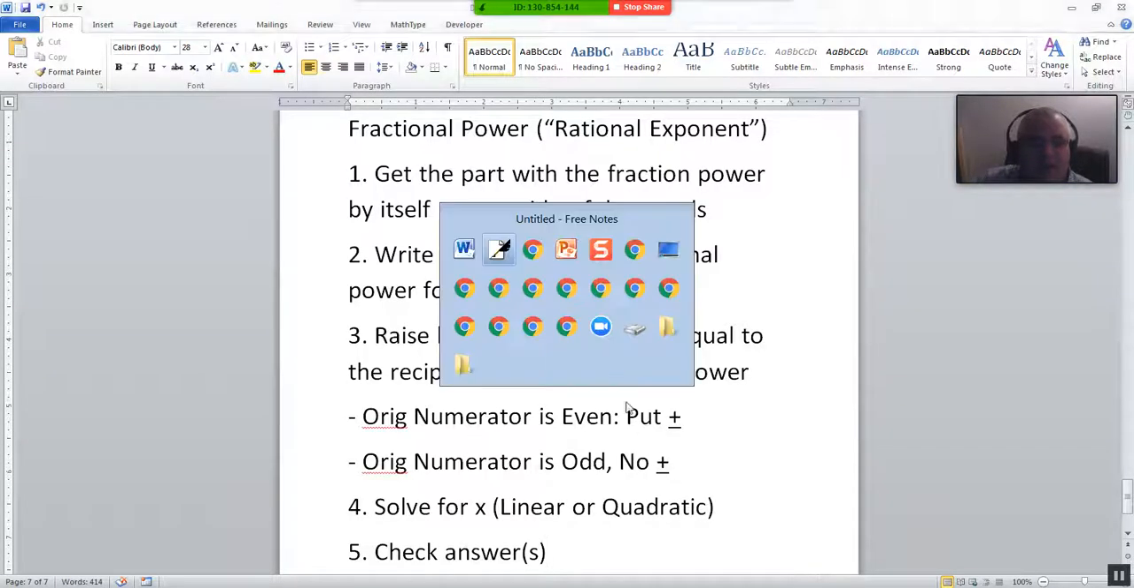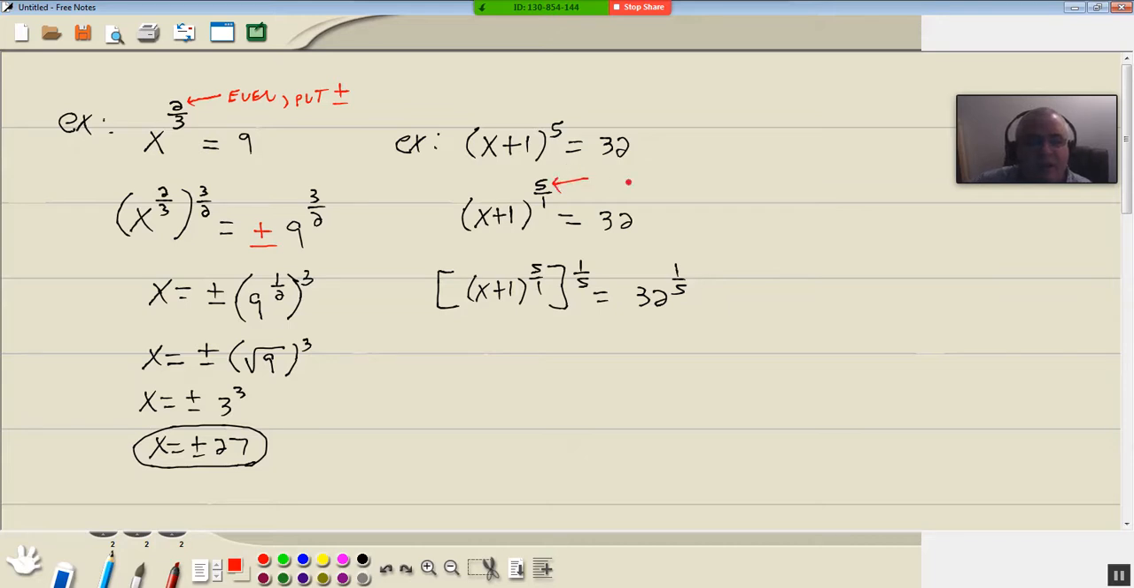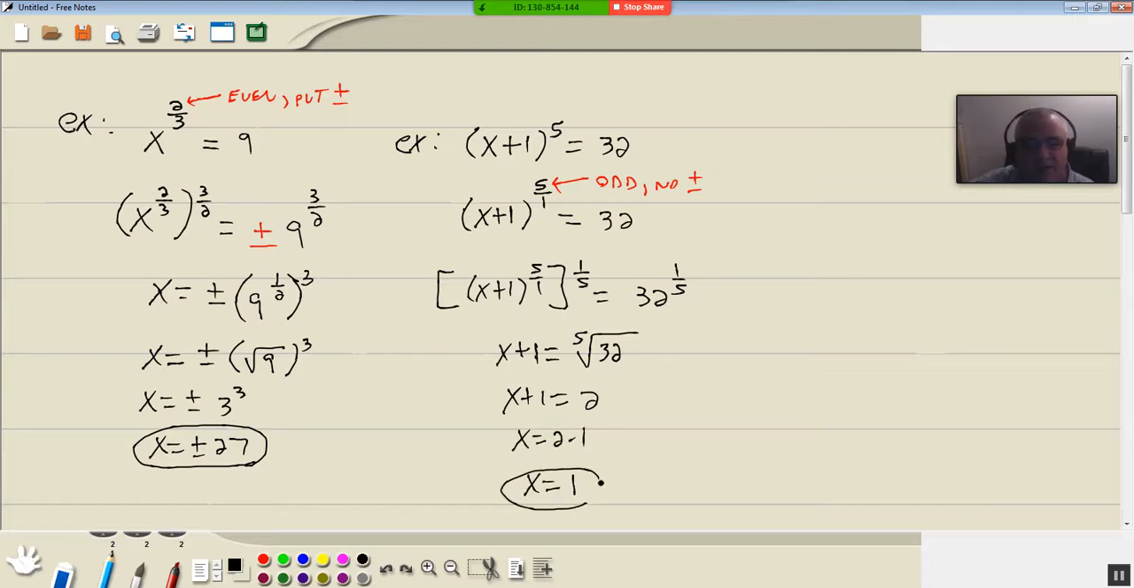The original numerator is odd. So if I look up here, this is odd. So that means no plus or minus. So we don't put a plus or minus on this side. 5's cancel, the 1's cancel. We got x plus 1 equals 32 to the 1/5. If I rewrite that in radical form, that's the 5th root of 32, which ends up giving us 2. I then take the 1 over, so we got x is equal to 2 minus 1, or x is equal to 1. So those would be the two types you'd run across on these.